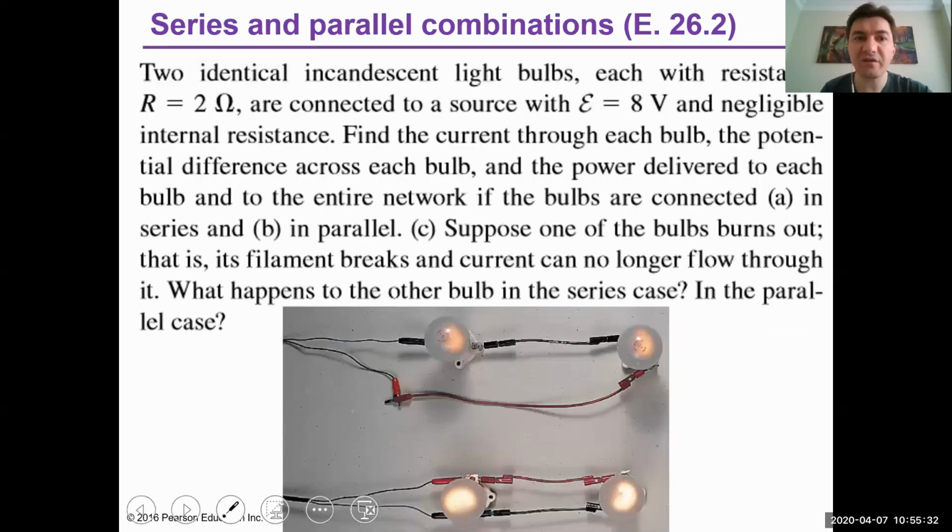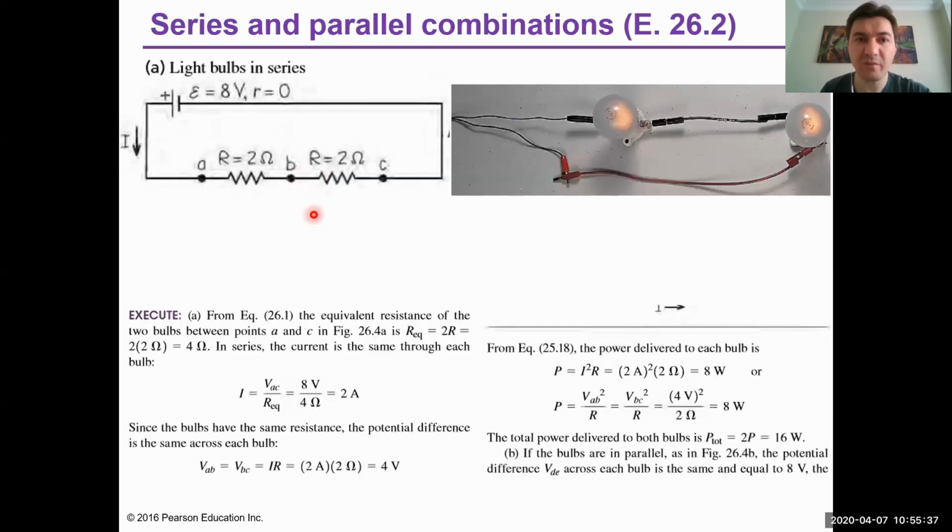The potential difference across each bulb, potential difference between A and B, potential difference between B and C. So potential difference in both cases is given by I times R. I we have already calculated, which is 2 amps. And then here we have resistance of each resistor, 2 ohms, then the result is 4 volts. Okay, so the potential difference here is 4 volts, potential difference here 4 volts. Now we can calculate power.